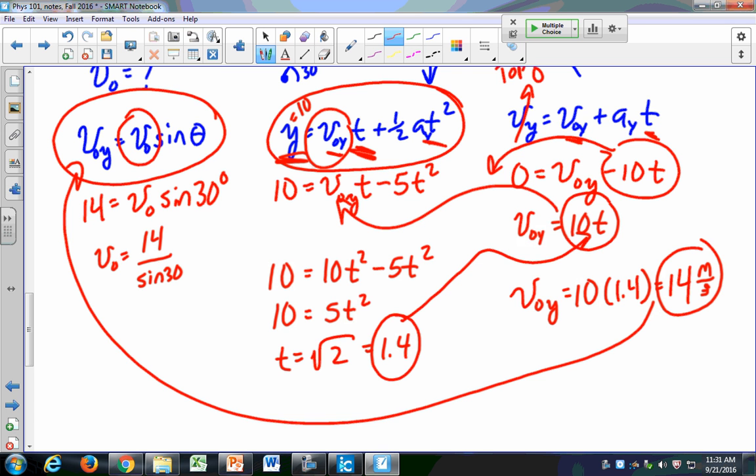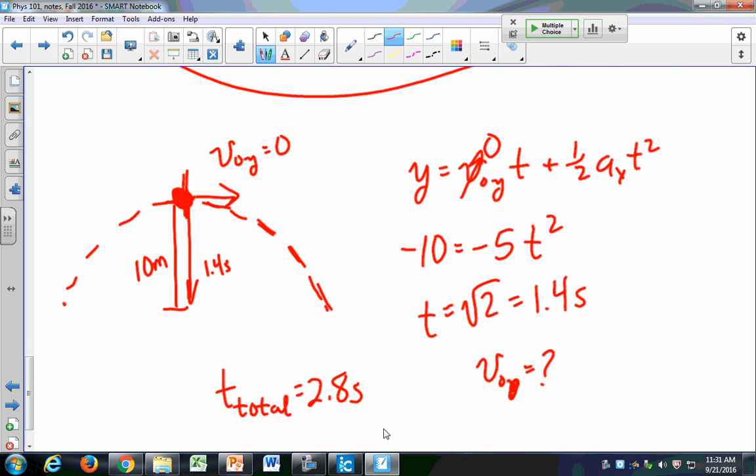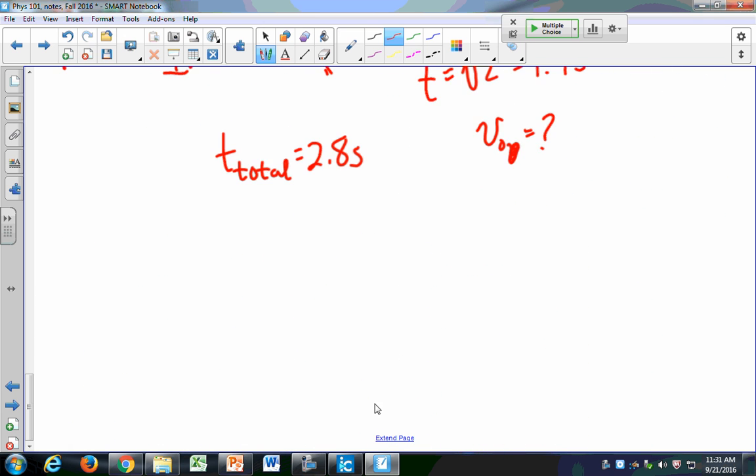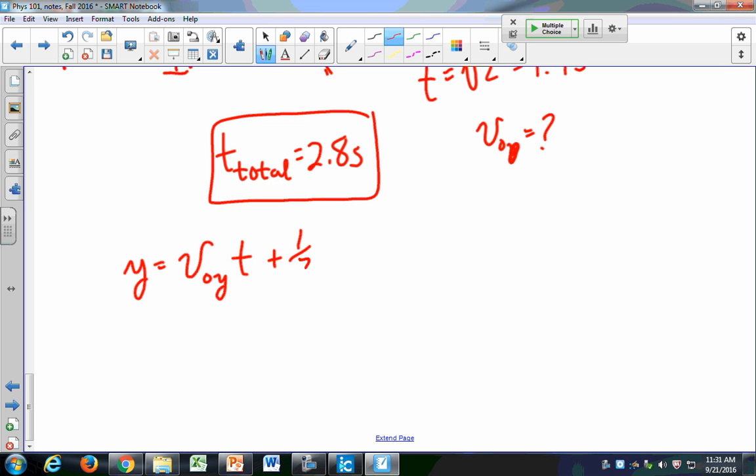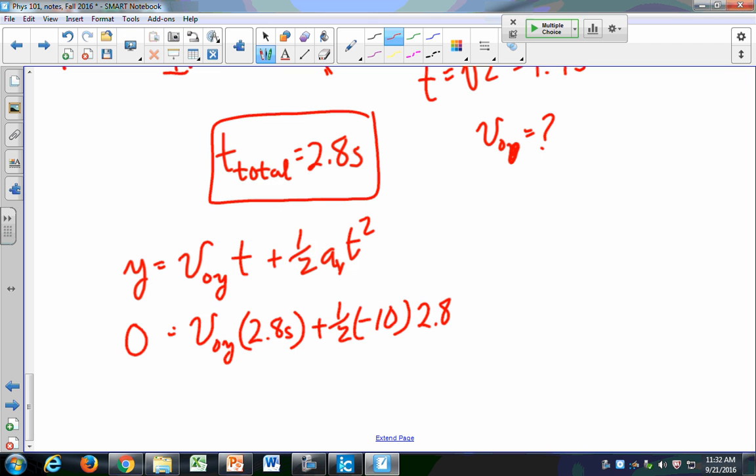I'm sorry, I don't want to get too bogged down in this, but so then we say now our T total is 2.8 seconds. So I say Y equals V naught Y times T plus 1/2 a_y t squared. Y is going to equal 0. V naught Y, I want to find, times 2.8 seconds plus 1/2 of -10 times 2.8 seconds squared. And then I solve that for V naught Y. What do I get for it? I get 14 meters per second.